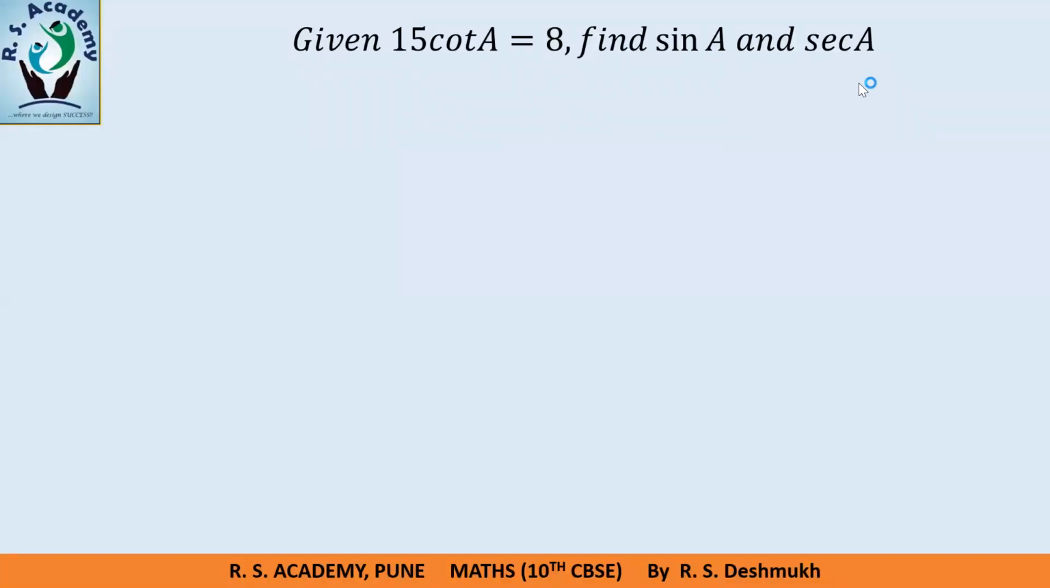Just see here, in this case they say, given that 15 cot A is equal to 8, find sin A and sec A. So what I will do at the start, dear friends, is say let cot A is equal to 8 by 15. Whenever you say cot A is equal to 8 by 15, let me draw one diagram. Let us say this is the triangle ABC and this is the angle A. Now my question is, cot A is equal to 8 by 15 means which side is 8 and which one is 15?